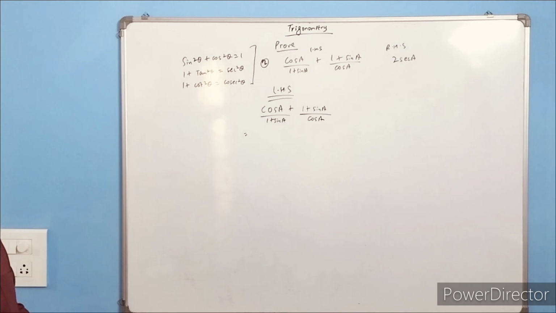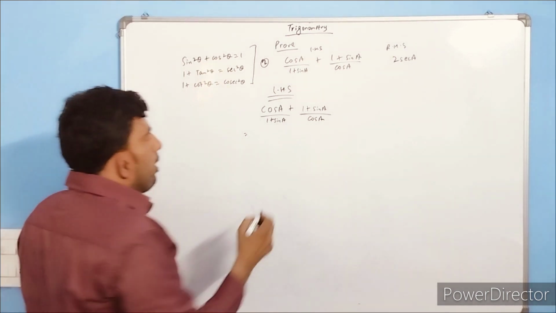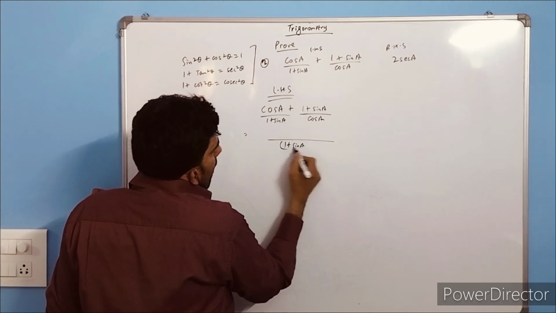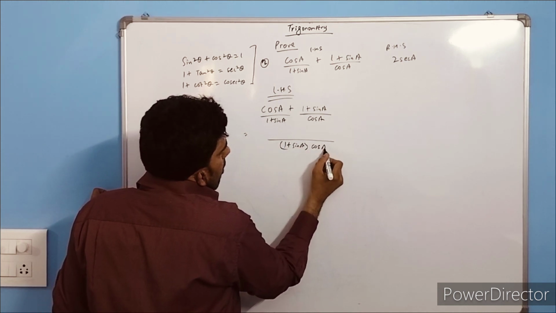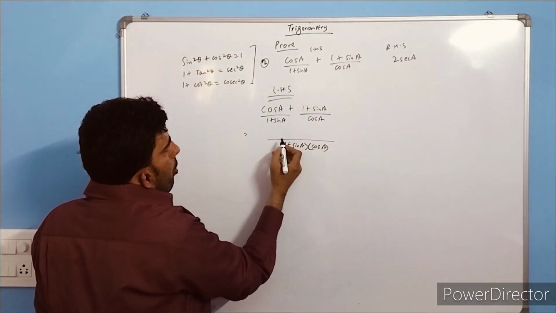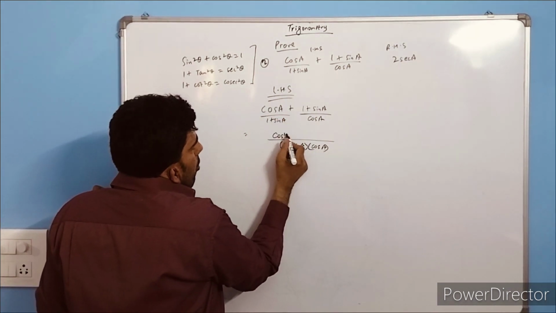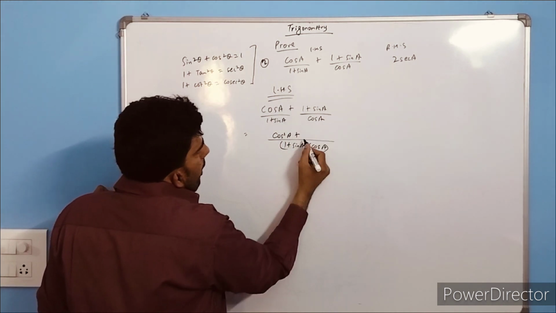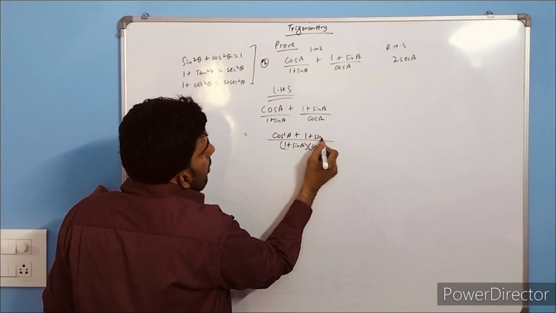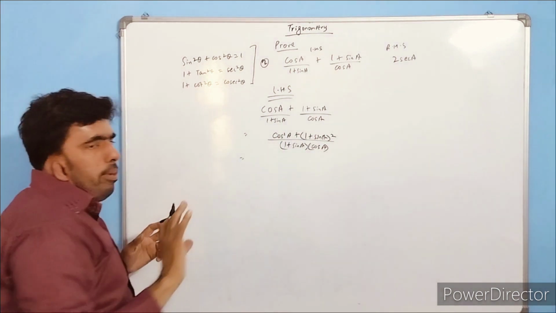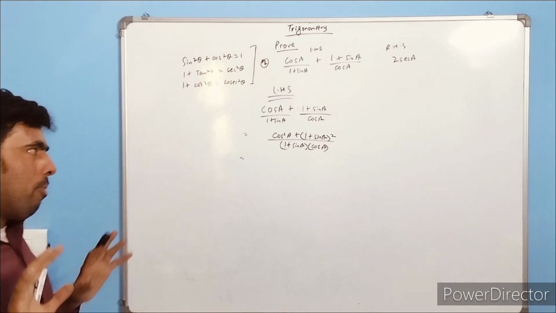Okay. How can we solve this? Just take the LCM, (1 plus sin A) into cos A. By taking the LCM and dividing, we get cos A into cos A, cos square A, plus, when we divide this by cos A, we get 1 plus sin A into 1 plus sin A, that is (1 plus sin A) whole square. Simply we have taken the LCM. We are in a very simple form.